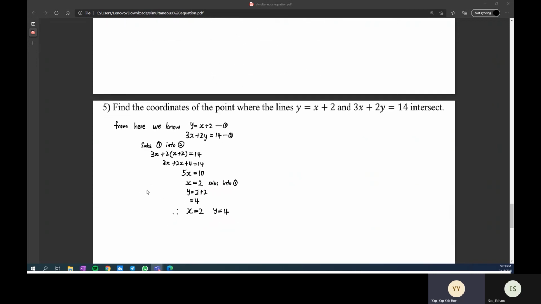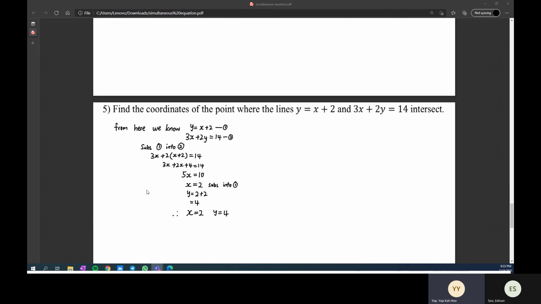And next, we'll look at the third example. Find the coordinates of the point where the lines y equals x plus 2 and 3x plus 2y equals 14 intersect. From coordinate geometry, we know that if we want to find the point where they intersect, we need to make the simultaneous equation for both of them.